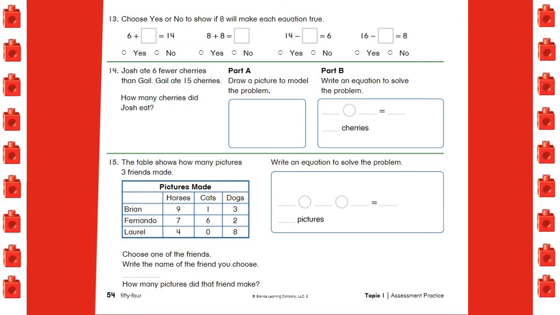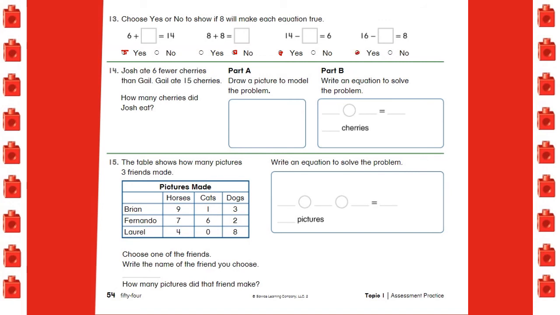Page 54, number 13. Choose yes or no to show if 8 will make each equation true. It's just like the one we just did. So we have to imagine there's an 8 in each box. And your answers are yes, no, yes, and yes.